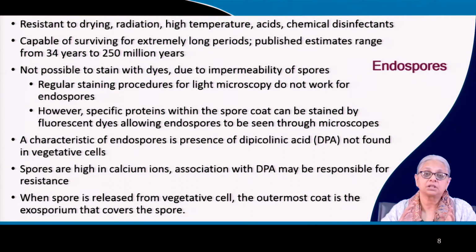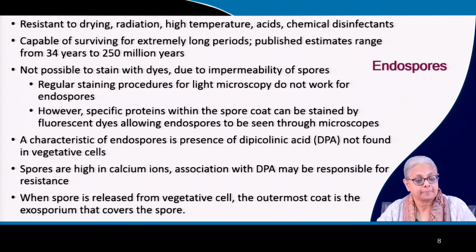It cannot survive, it cannot reproduce. So what does it do? It creates a different organelle called the endospore just to survive in a hostile environment. In the published literature, there are claims by researchers that they have been able to isolate endospores from anywhere from 34 years to 250 million years. These are published reports in the literature.